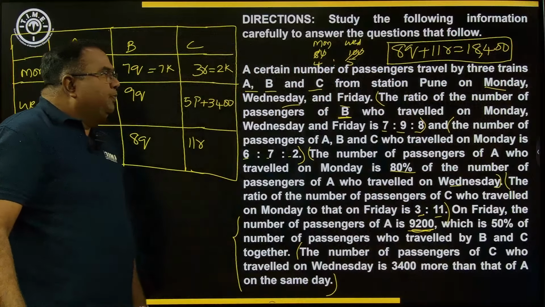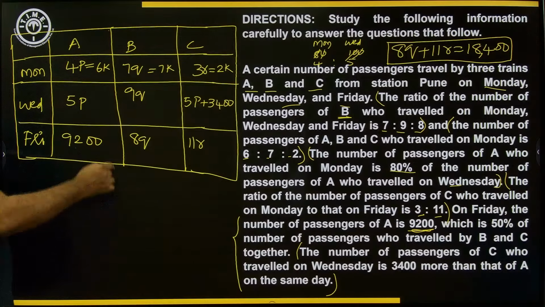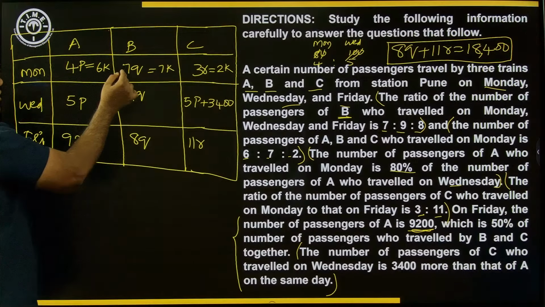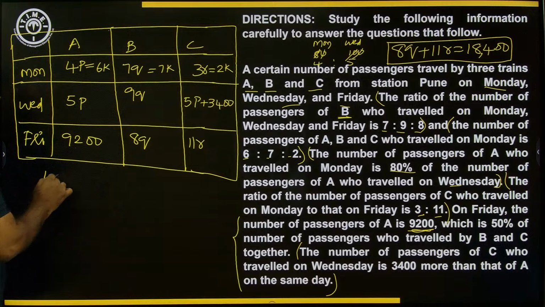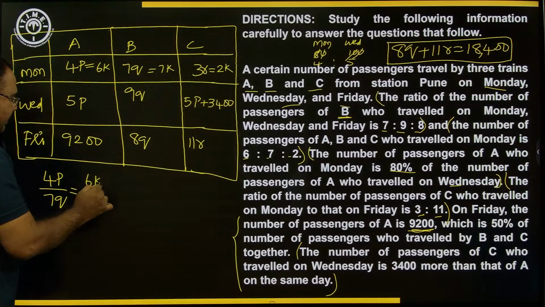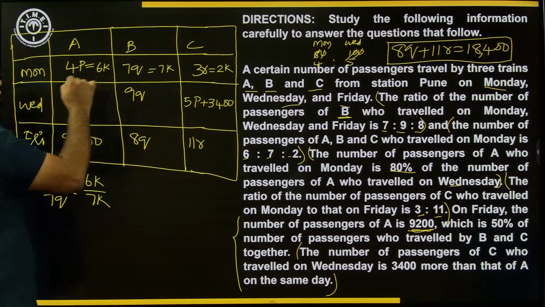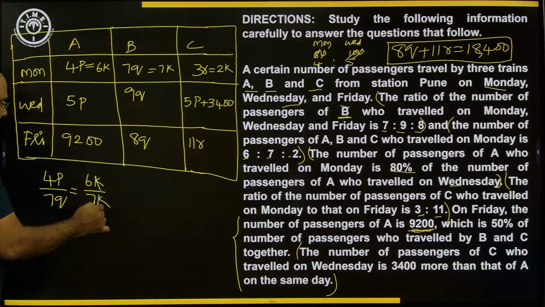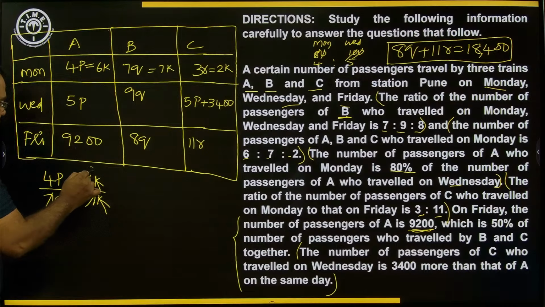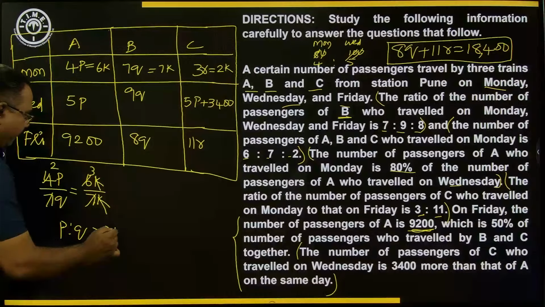Right? Now, how to go about this particular set? If you see these two, take the ratio of A and B. 4P upon 7Q is equal to 6K upon 7K. These two are equal, 6K, 7K. So ratio I'm taking. Now, K will be nullified, 7 will be nullified, 2 3s, 2 2s. So P is to Q is 3:2.